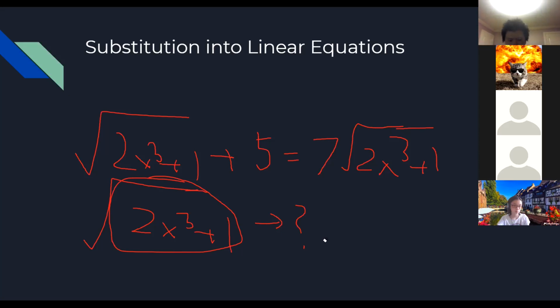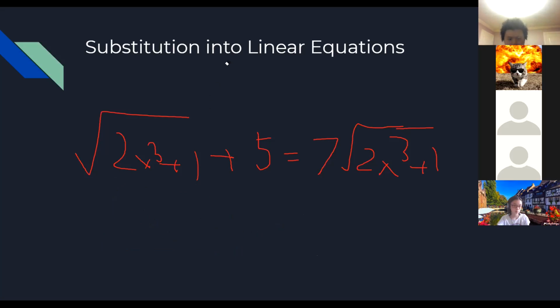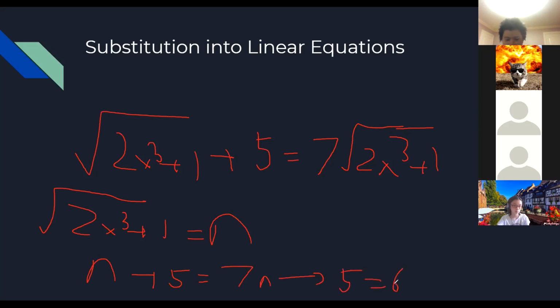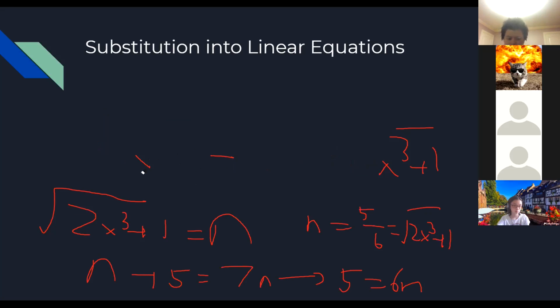Okay, so we do what we've done before and substitute this mess of an expression into a simple n, and then n plus 5 equals 7n. Minus n from each side, 5 equals 6n. So we finally get n equals 5 over 6, equals 2x3 plus 1. If you wanted to go even further and find x, it would look something like this.